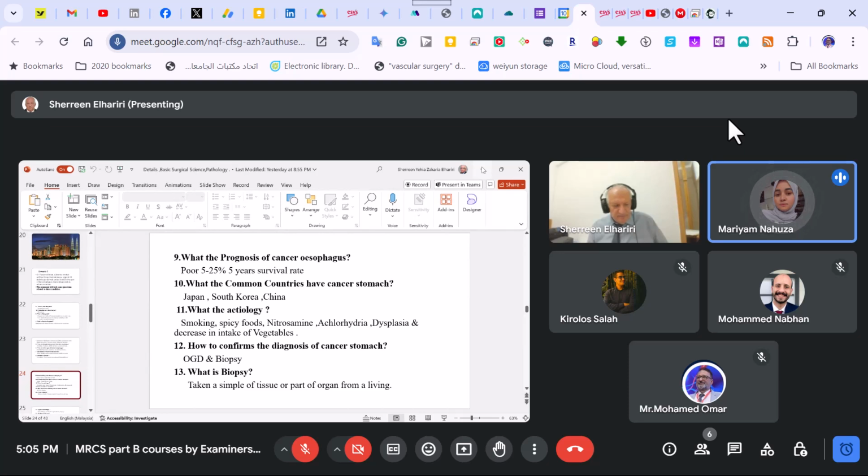Chronic H. pylori infection. H. pylori is not necessarily a cause of cancer. It can cause ulcer and mucosa-associated lymphoid tissue disease, but not necessarily cancer. What else? Spicy food, smoking, GERD, achlorhydria. How do we confirm the diagnosis of cancer of the stomach? Upper GI scopy and biopsy.